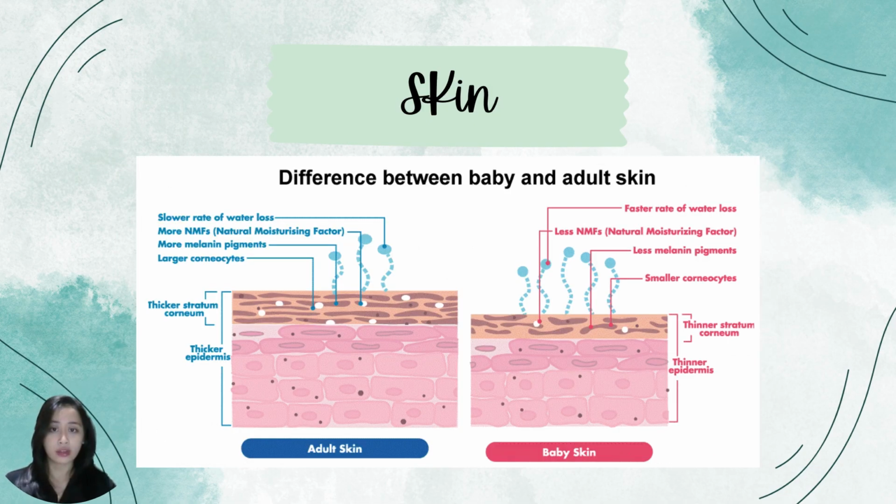Next, we have the skin. Now, we can see that an adult's skin has a slower rate of water loss, meanwhile a baby's skin has a faster rate of water loss. This makes the baby's skin more prone to dehydration and evaporation of water. Furthermore, the adult skin has a thicker stratum corneum and thicker epidermis compared to the baby's skin. This makes the baby's skin more prone to infections.